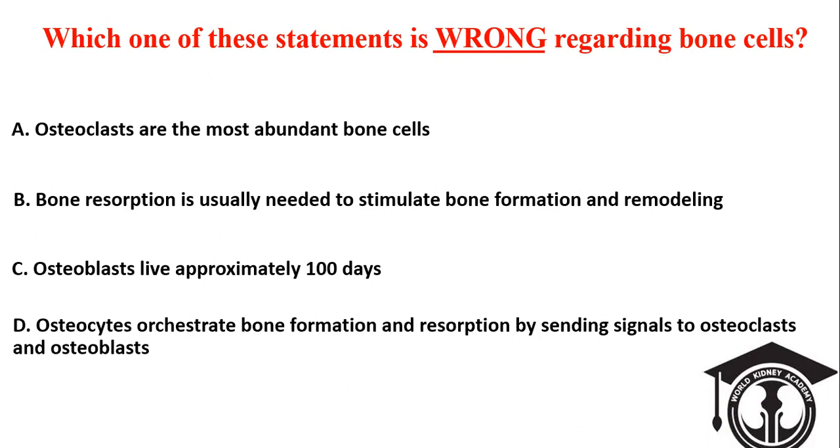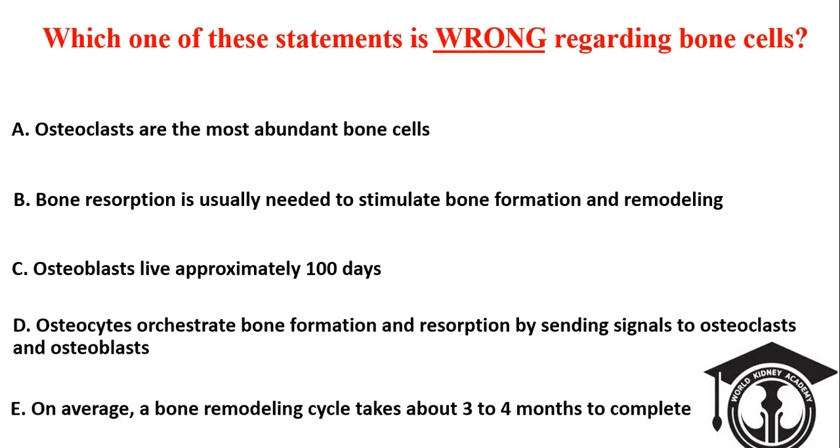Osteoclasts are the most abundant bone cells. Is this wrong? Bone resorption is usually needed to stimulate bone formation and remodeling. Osteoblasts live approximately 100 days. Osteocytes orchestrate bone formation and resorption by sending signals to osteoclasts and osteoblasts, or on average, bone remodeling cycle takes about 3 to 4 months to complete. Which one of these statements is wrong?